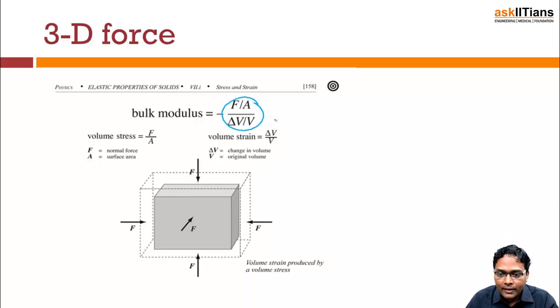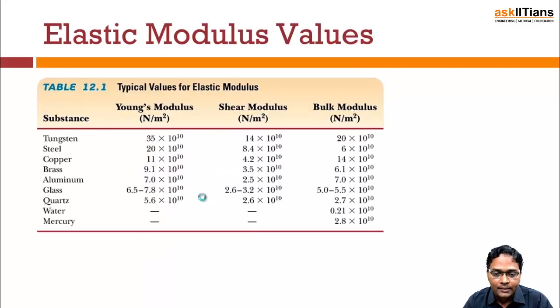The expression that we get is force per unit area divided by delta V by V. So volumetric strain is going to be defined as delta V by V, and the volumetric stress is force per unit area. So this force is going to be there along all sides, so the pressure exerted is going to be along all sides, right? So this is what we get in this case.